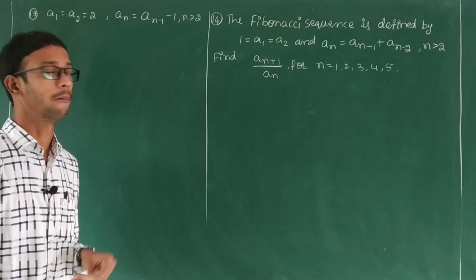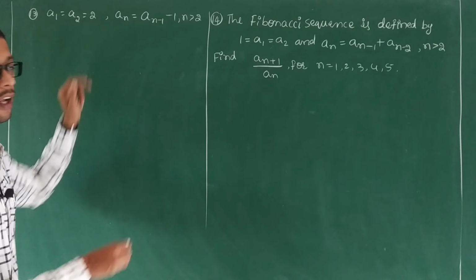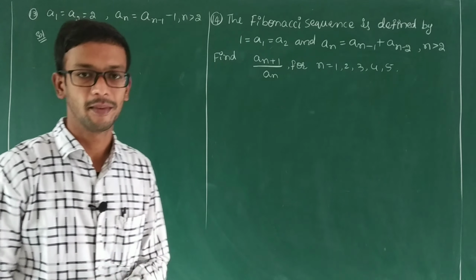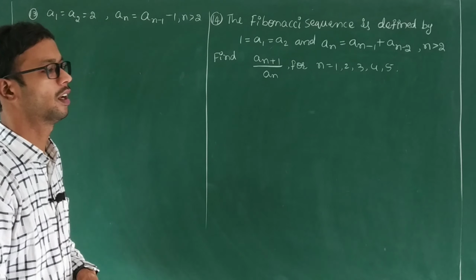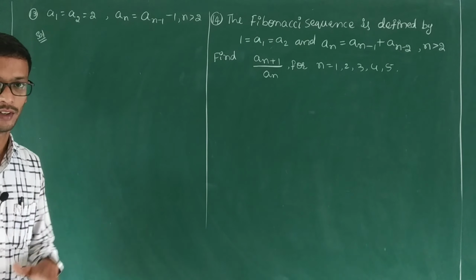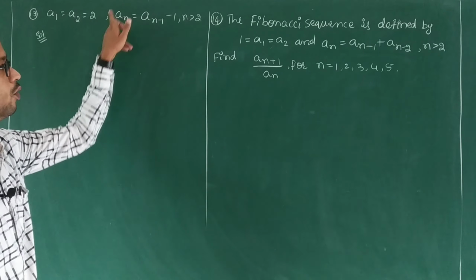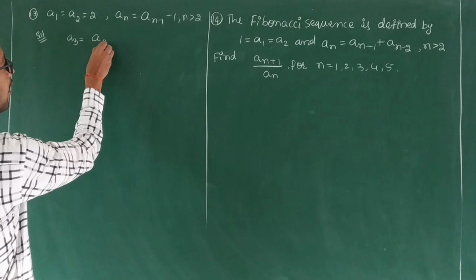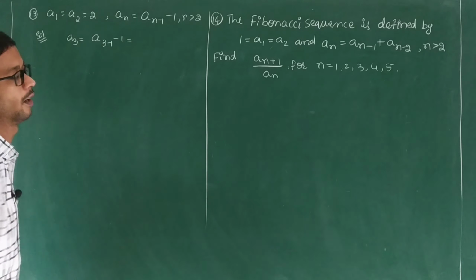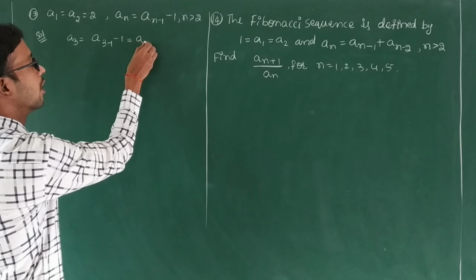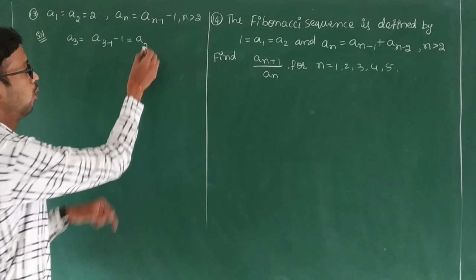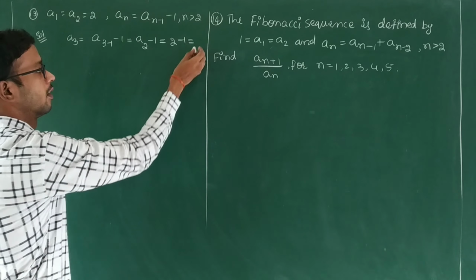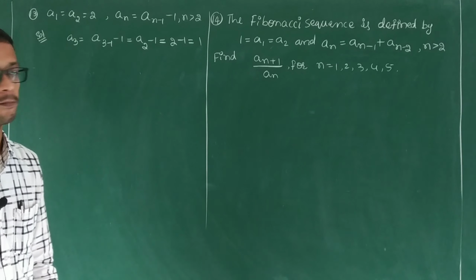Next, 13th problem. a1 equal to a2 equal to 2. They have given the first 2 terms already. You have to find the remaining 3 terms, total 5 terms, by using the formula. So directly I write here a3 = a2 minus 1. What is a2? 2 minus 1, that is equal to 1.